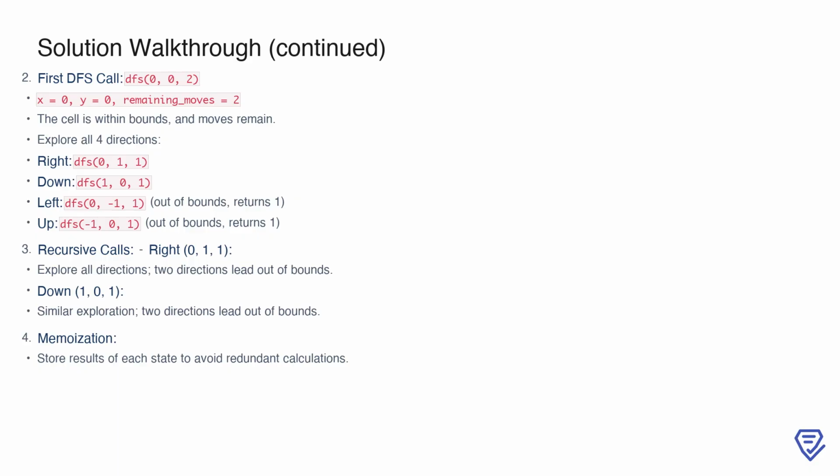For the recursive calls to cells 0, 1, and 1, 0, we follow the same exploration process, reducing the remaining moves by 1 with each step. During this recursion, certain directions lead out of bounds and are counted as valid paths, while others remain within bounds and require further exploration. To optimize this process, we employ memoization by storing results for specific states, ensuring that if we revisit the same cell with the same number of remaining moves, we can reuse the pre-computed result instead of recalculating.